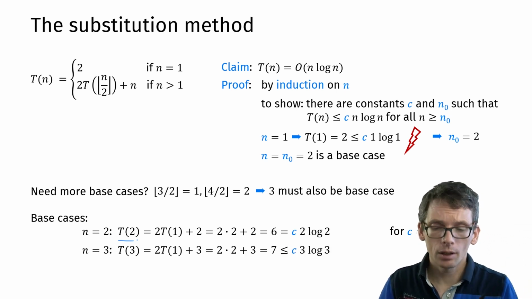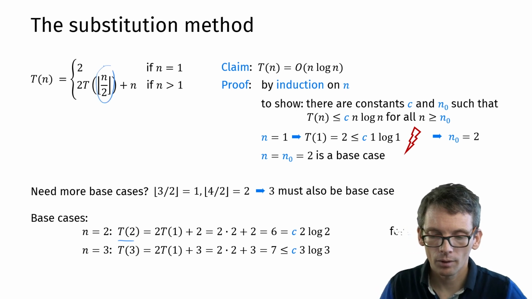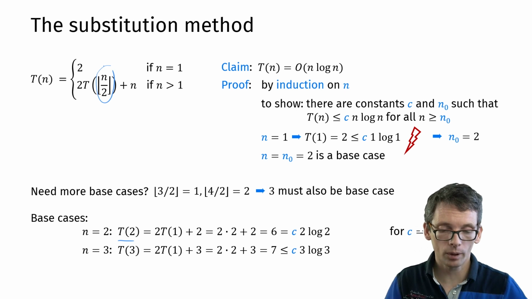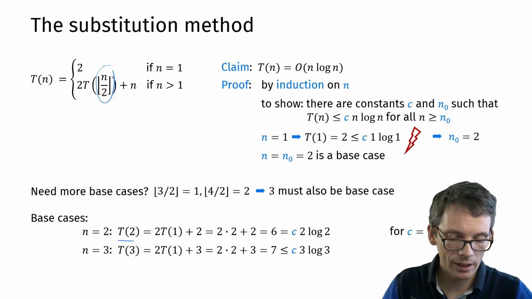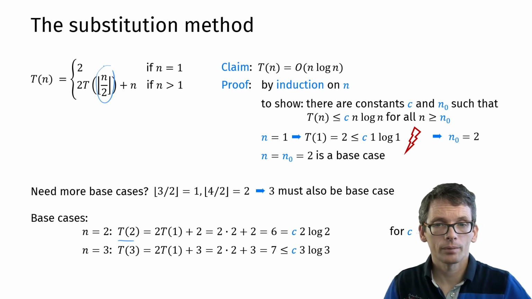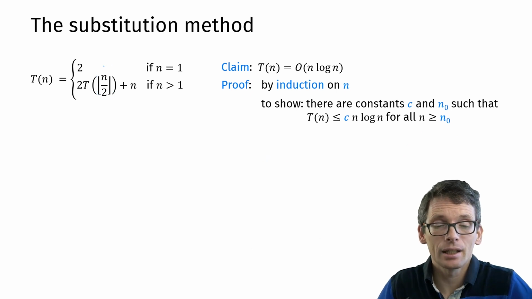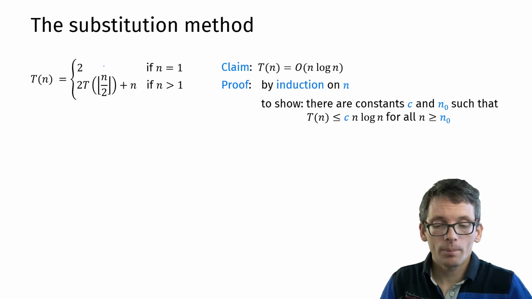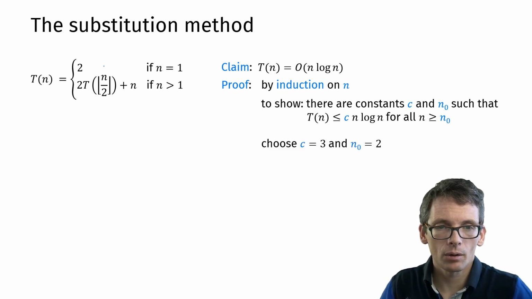N is 3. T of 3 is 2 times T of 3 divided by 2 rounded down, which is 1, so 2 times T of 1 plus 3. Okay, 2 times 2 plus 3 is 7. This should be smaller or equal to c times 3 log 3. If you do the calculation, that also works with c as 3. Now we have the base cases handled. We've also picked c and n0.